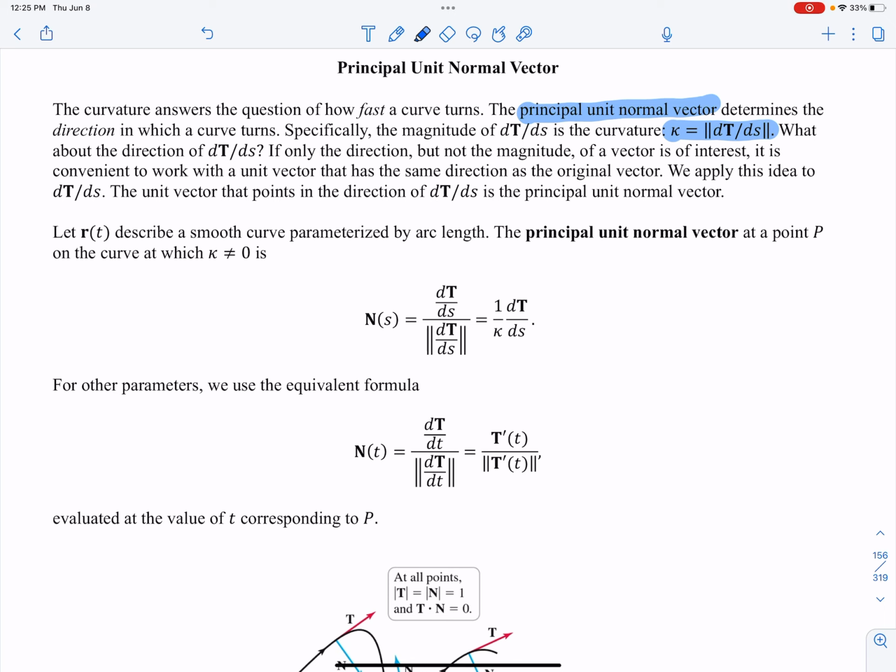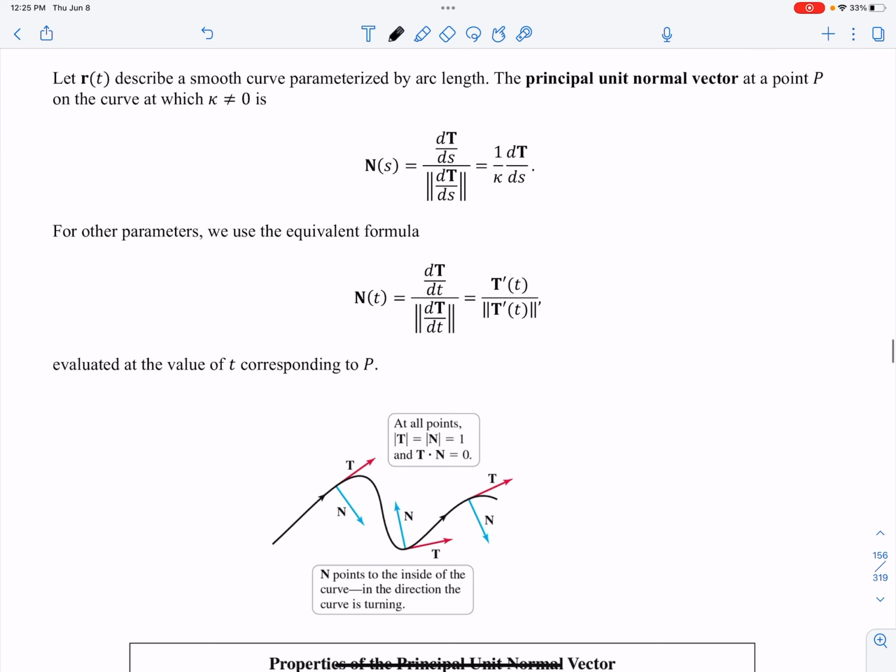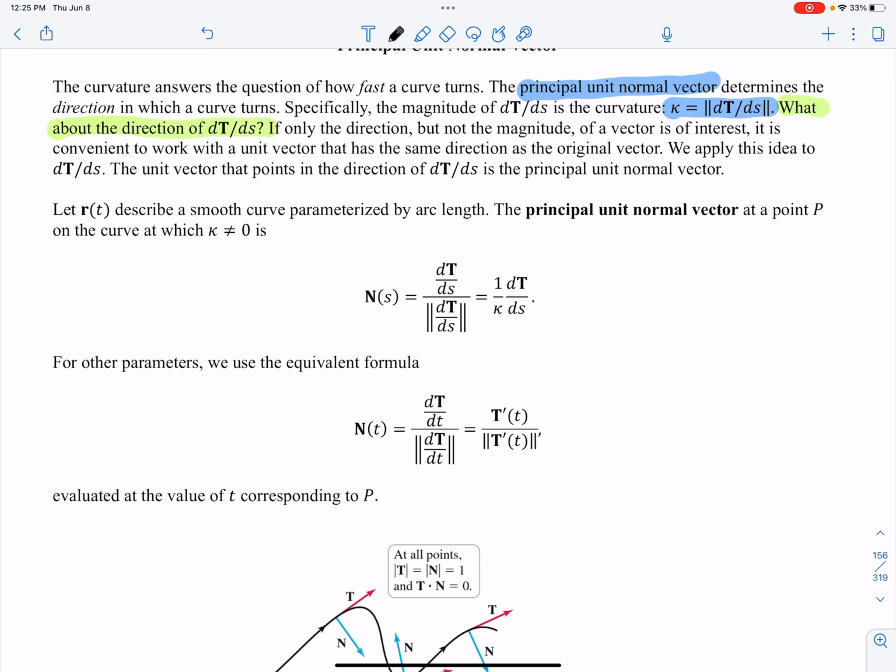So here's the big question that we're going to ask now to lead into this next thing. What about the direction of my unit tangent vector? Remember, in space, if we look down at this picture, this unit tangent vector points in the direction that the curve is going. So I want to run through what that dT/ds will look like and what direction it points in. Let's start with our tangent vector.